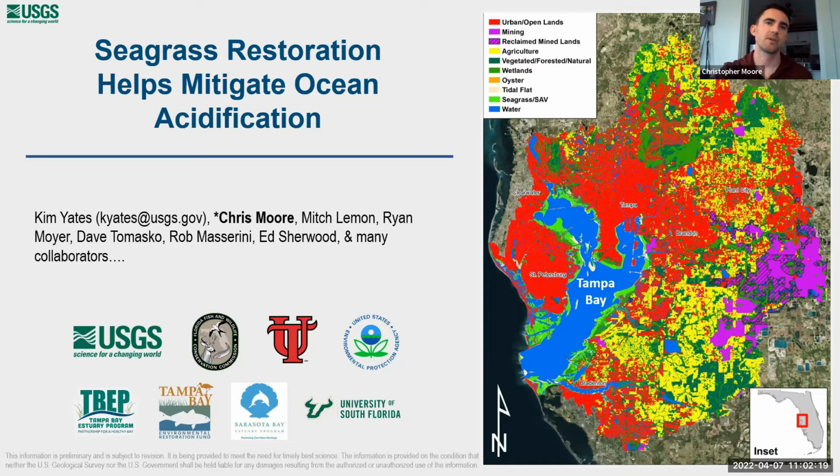pH conditions. So despite the extensive urbanization throughout the watershed, Tampa Bay has more than 40,000 acres of seagrass around its perimeter, which is shown here in green on the map. And this seagrass affects pH and CO2 through photosynthesis and respiration. So next slide, please.